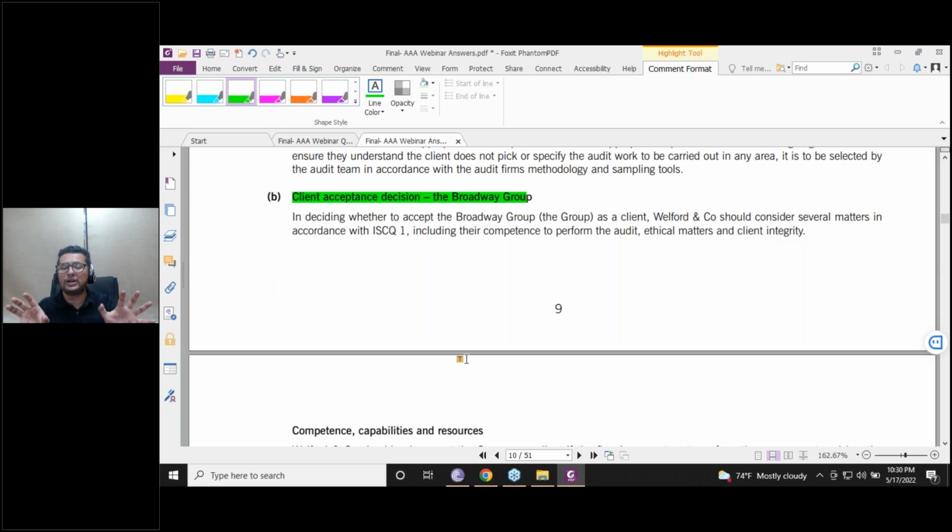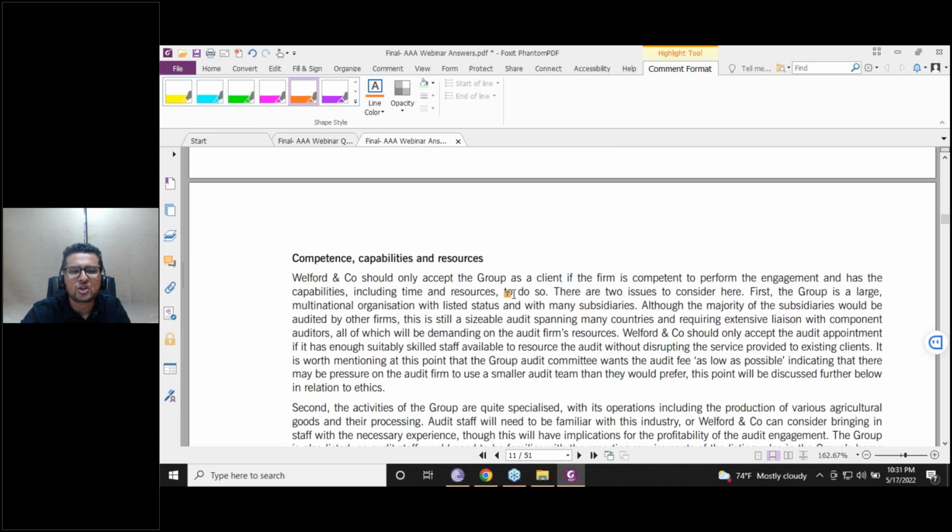Both standards are relevant to quality. So this is about the audit firm, ISQC1, including their competence to perform the audit. So the focus has to be on what? Competence, ethical matters, and the client integrity. Is this clear? The three factors? Okay, let's continue.